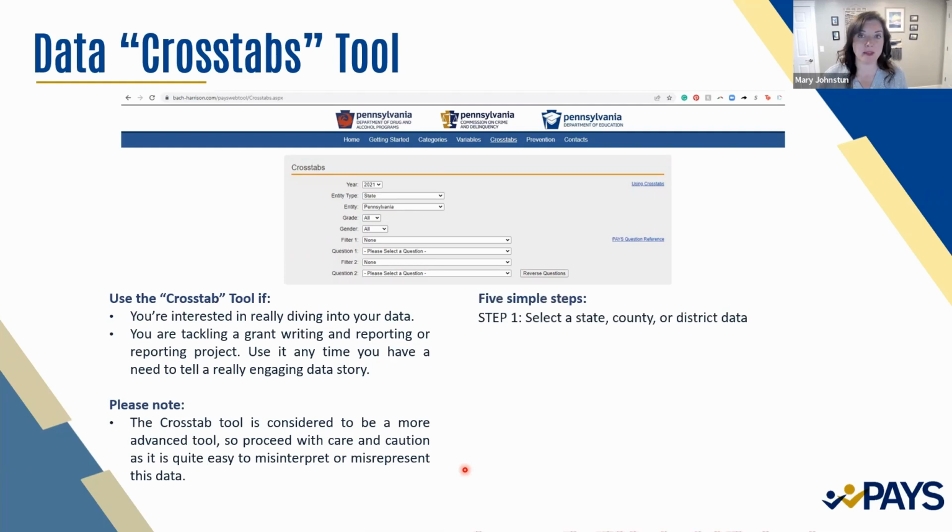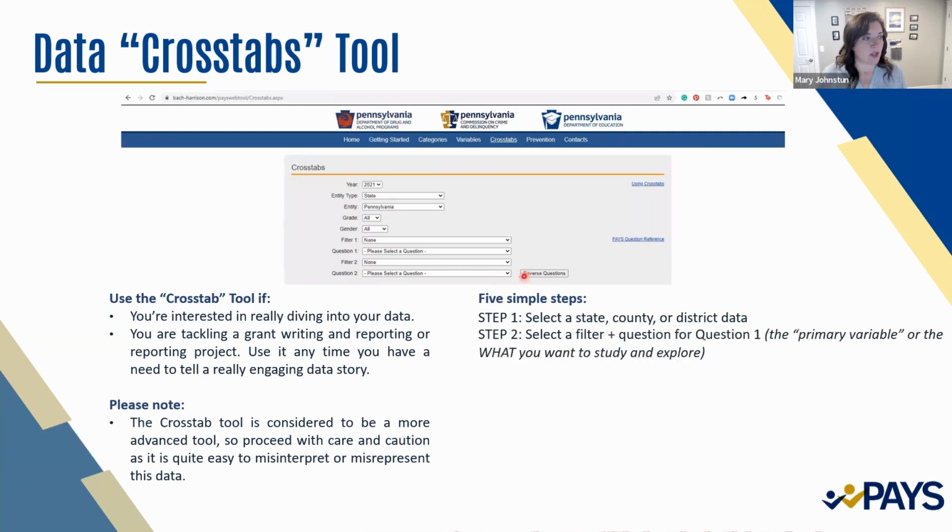We have 5 simple steps here. Again, you're going to select state, county, or if you are a district who is logged in, you're going to select district. This one has 2 new things where we have 2 questions. So again, we're talking about the cross tabulation, one question by another, and you've got to figure out what those questions are, and then also figure out what that intersection is that will tell your data story.